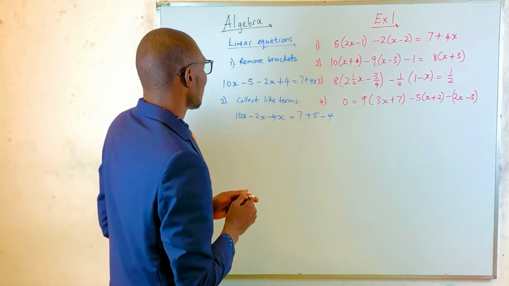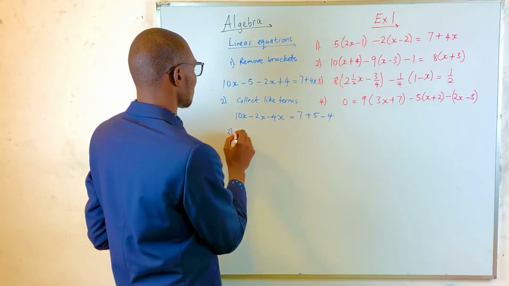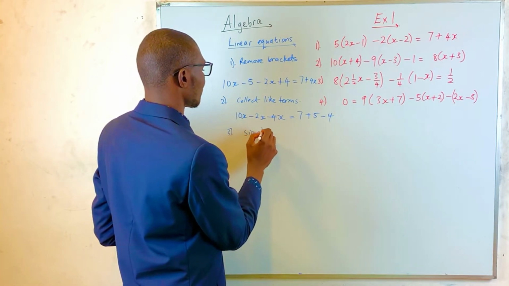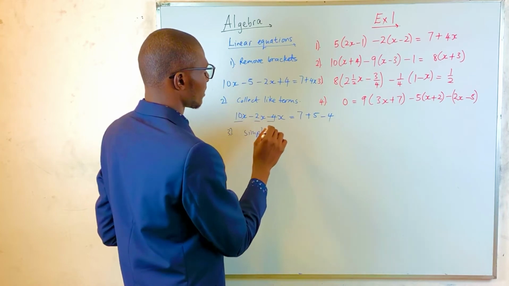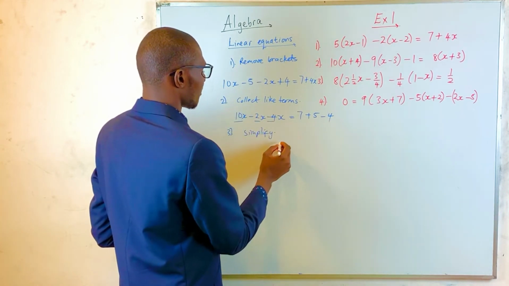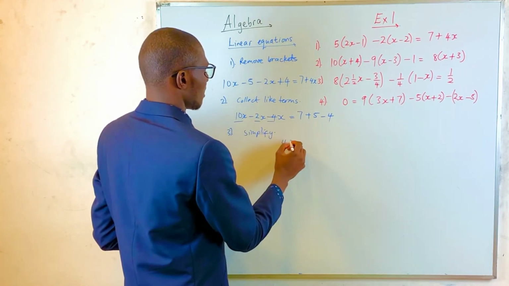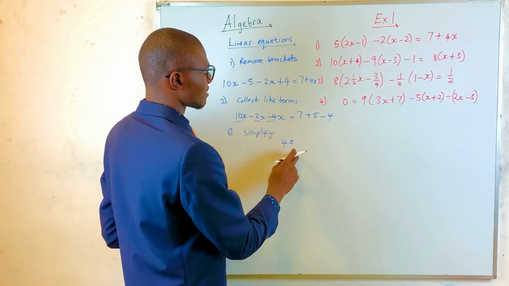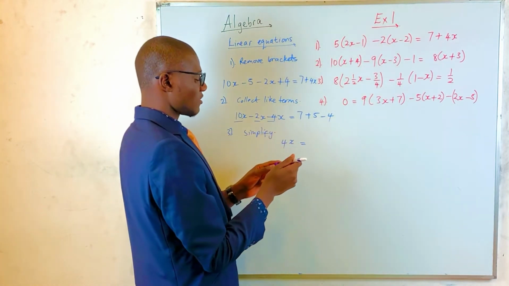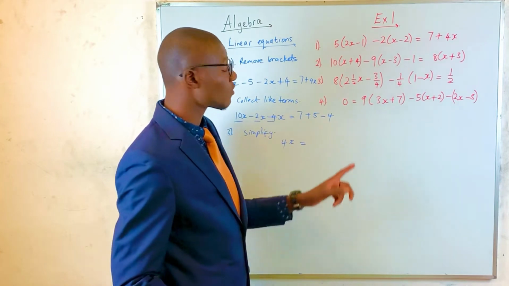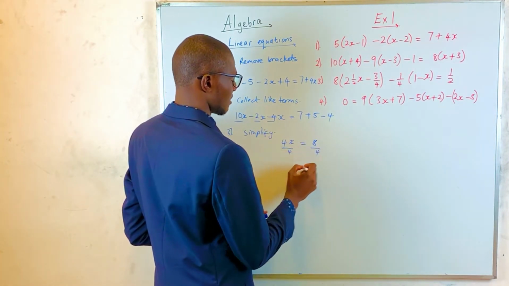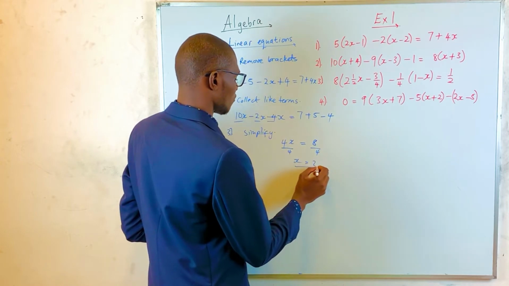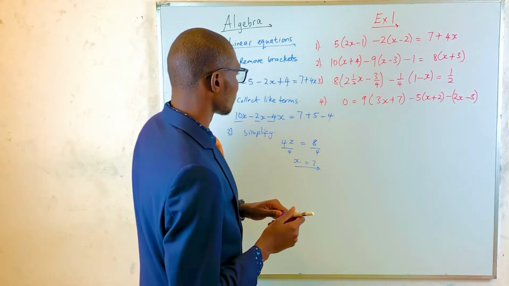Then if we take this minus 4, or rather plus 4, to the right hand side, it becomes a minus 4. Now the third step is to simply simplify that. So 10 minus 2 minus 4, we get a 4. This is simply 10x minus 6x to get 4x, and this is equal to 7 plus 5, that's 12. 12 minus 4 is 8. In solving for x, x will simply be equal to 2. So this is how we solve the first one.